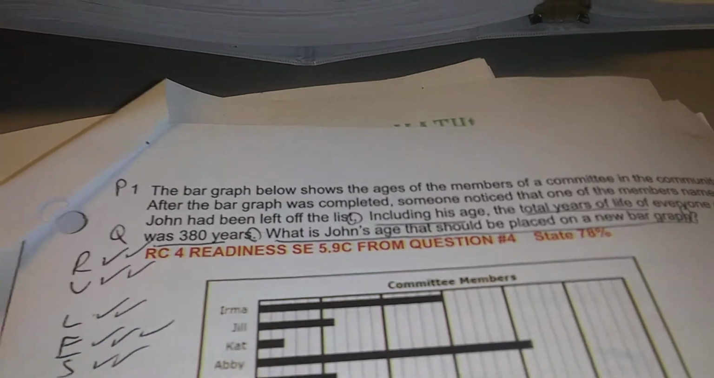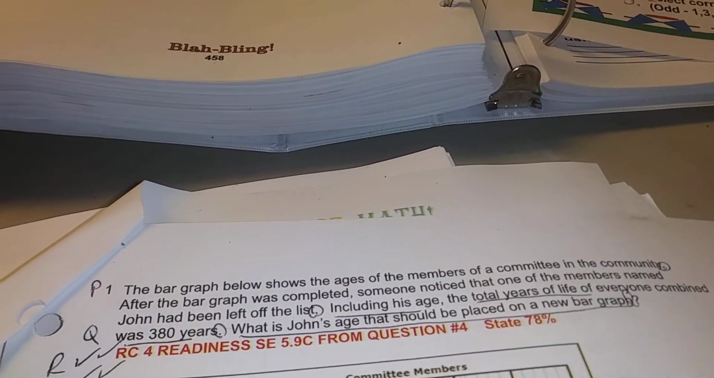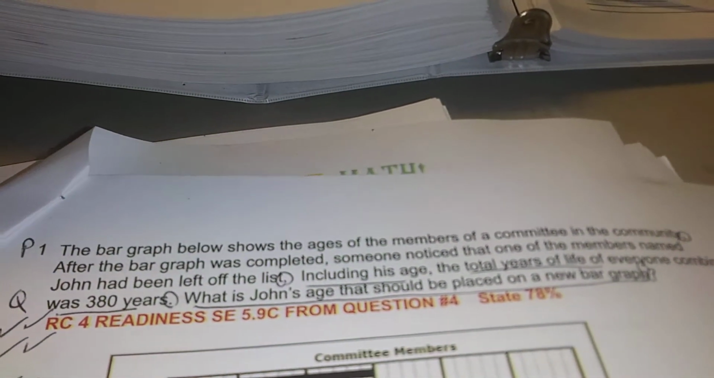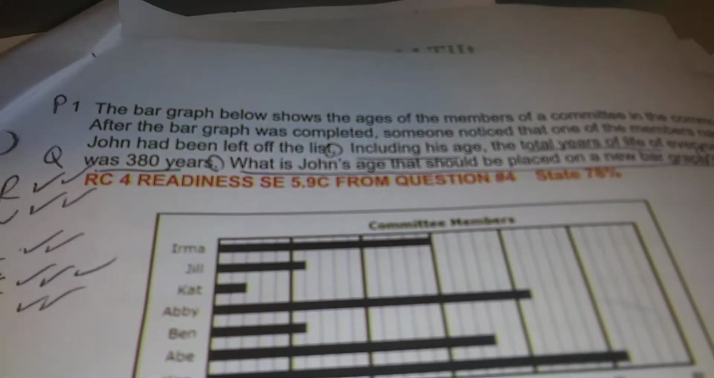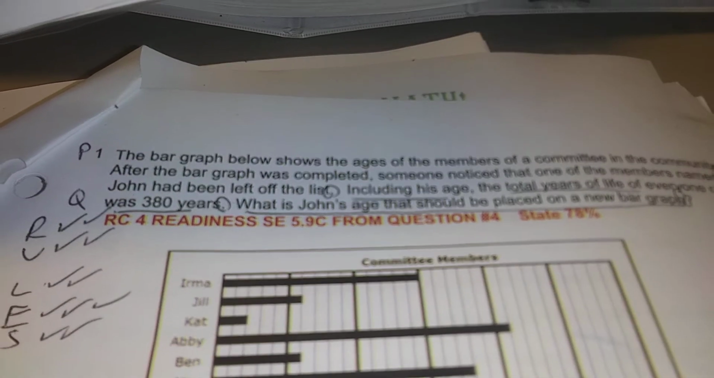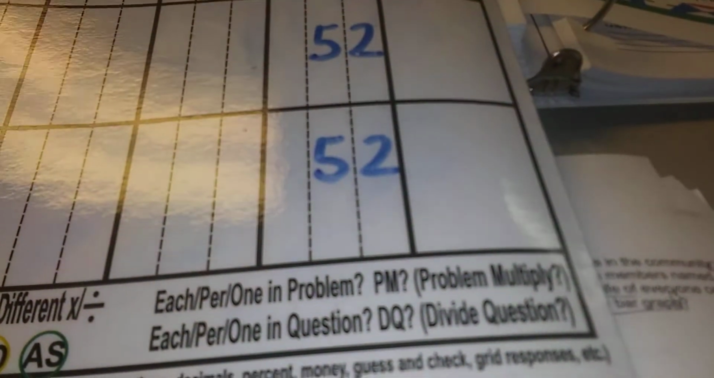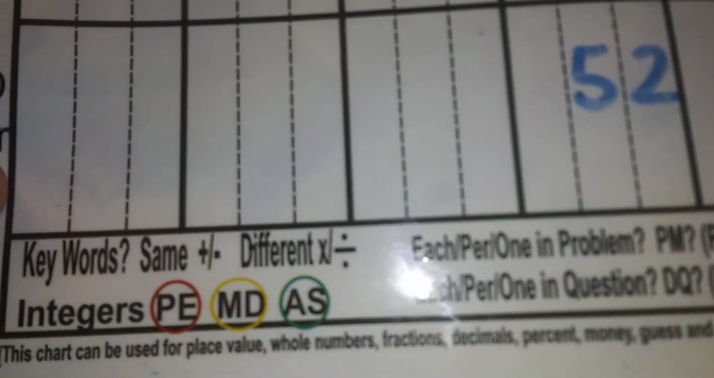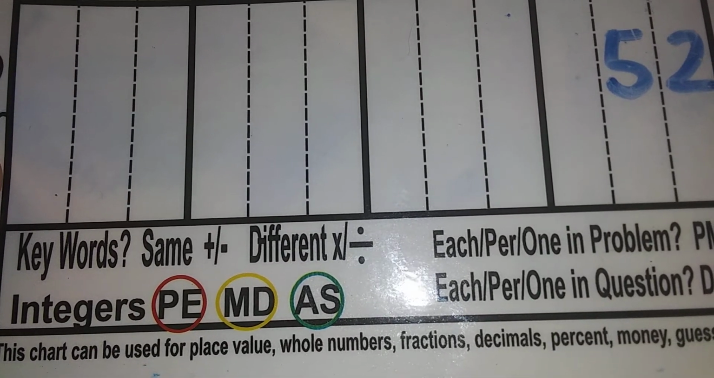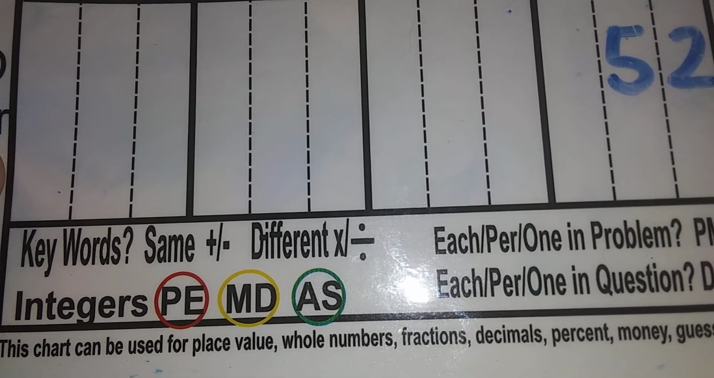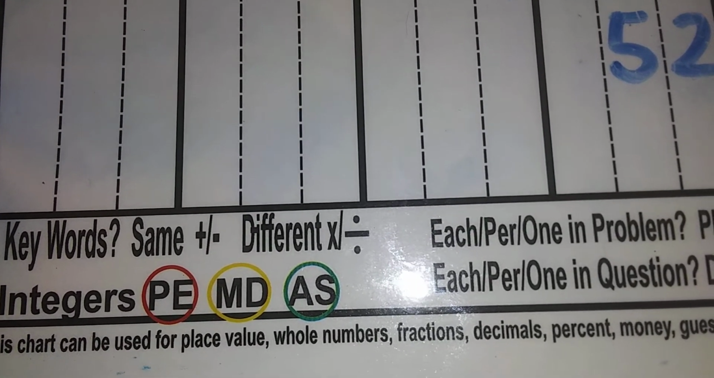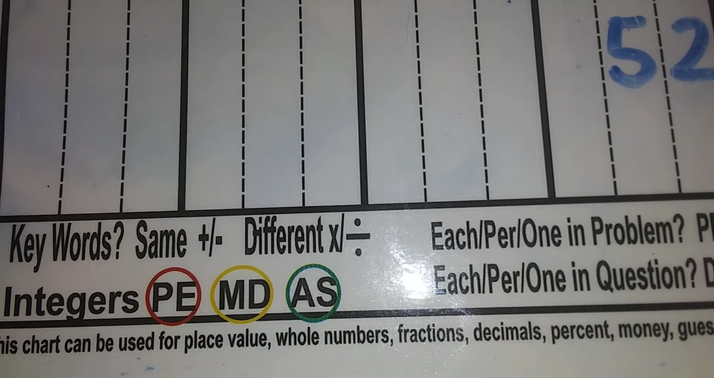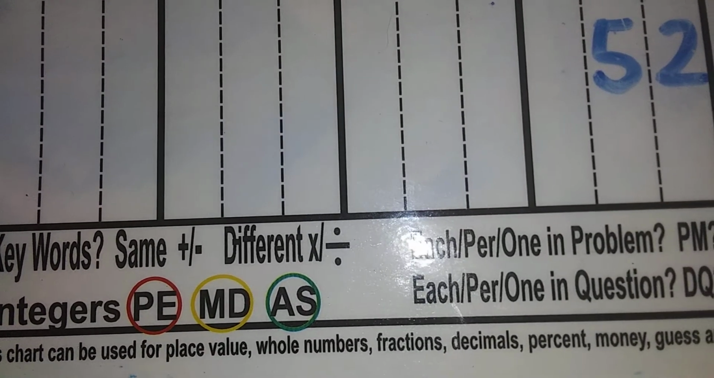My mathematics chart does remind us that when you're looking at keywords, since the total is 380 years, and each of the ages of these people is in years, and John's age is in years, the keywords are the same, so we can only add or subtract. If the keywords, in this case years, were different, if there was something besides years that we were looking at, then you can multiply or divide.